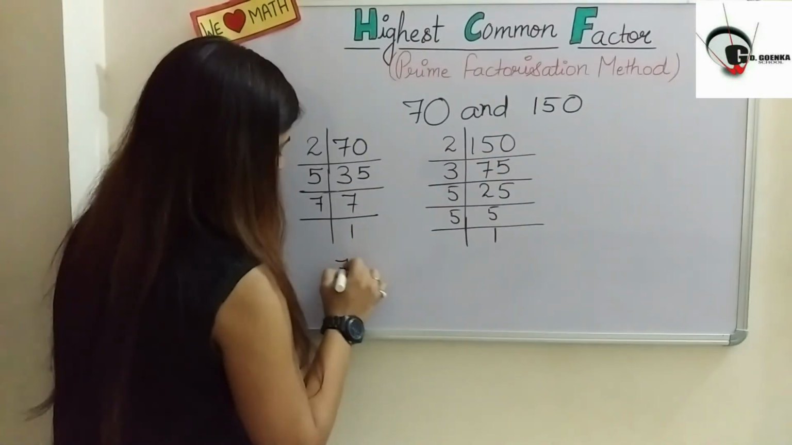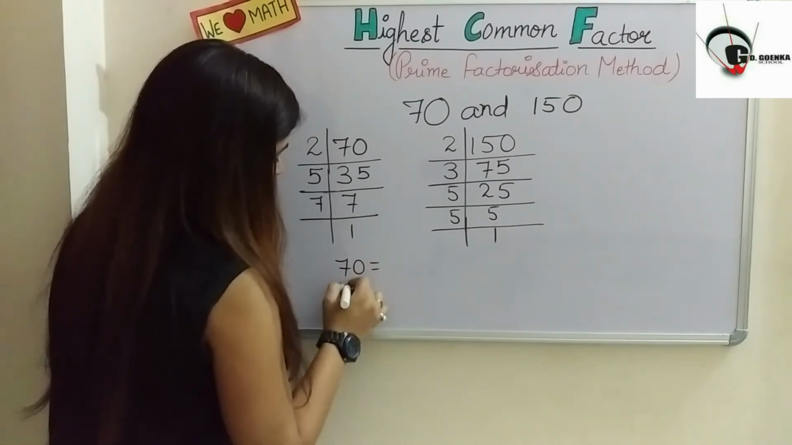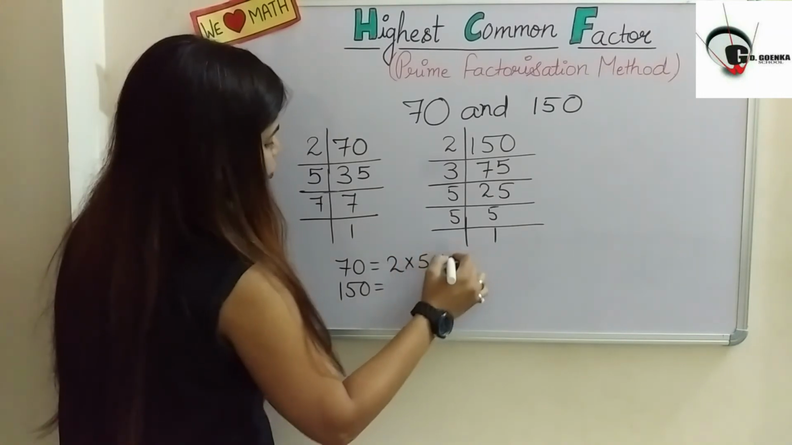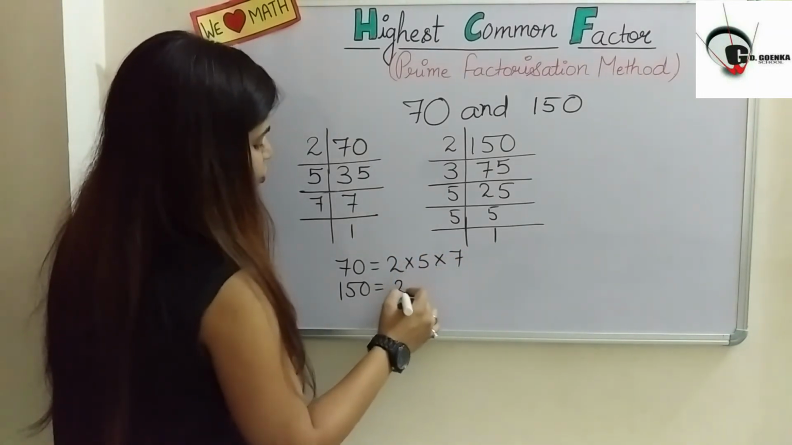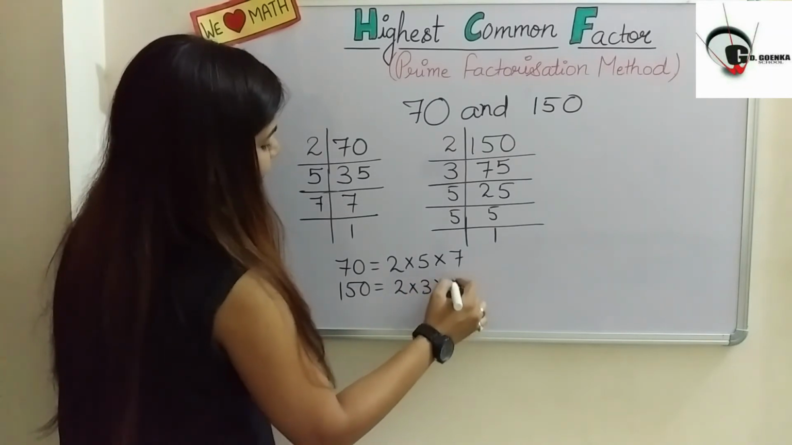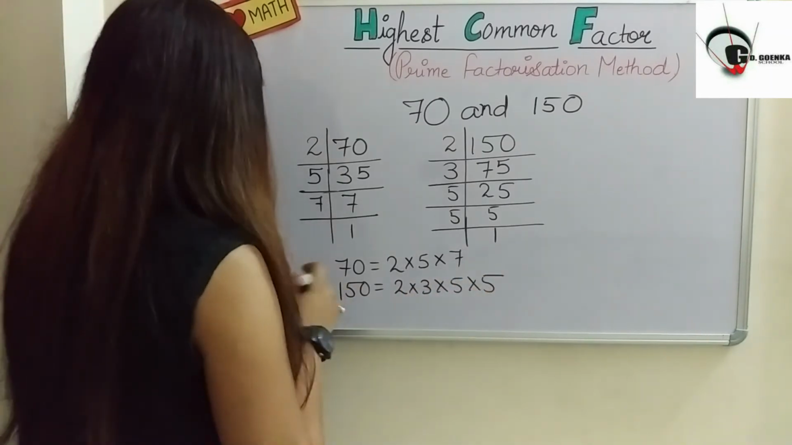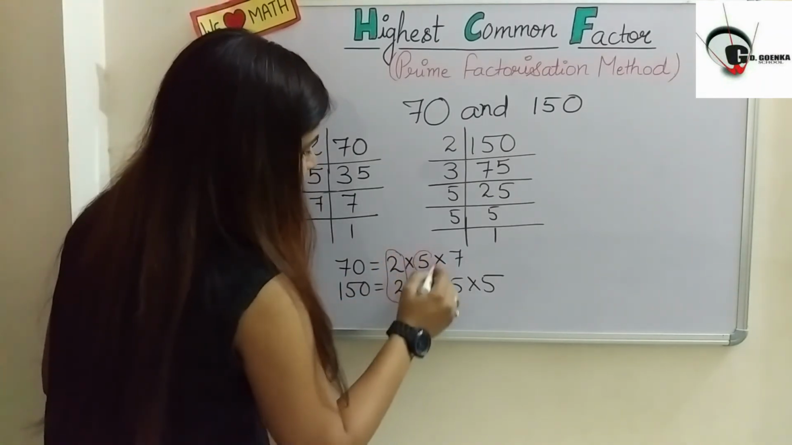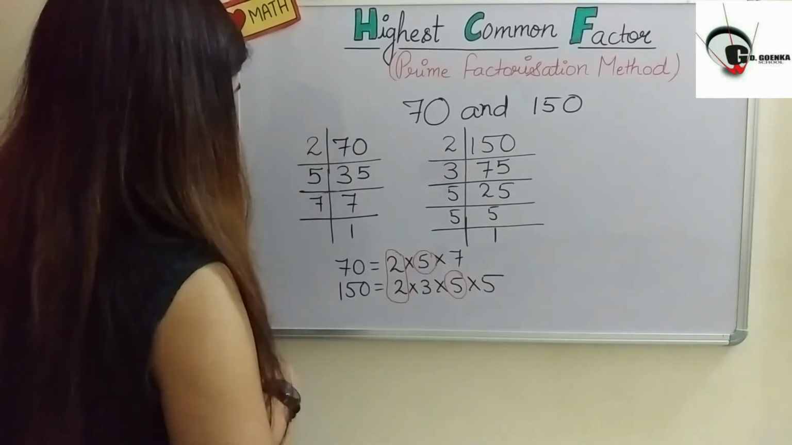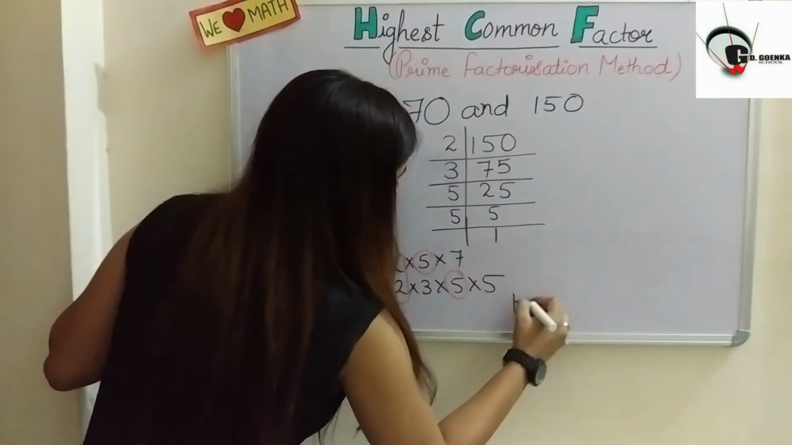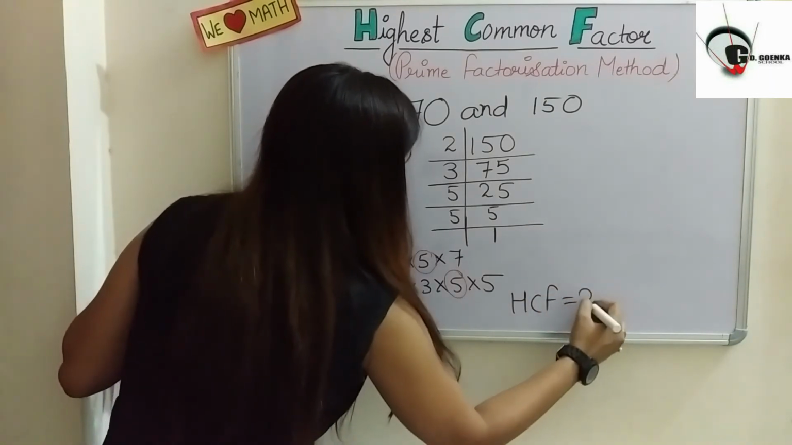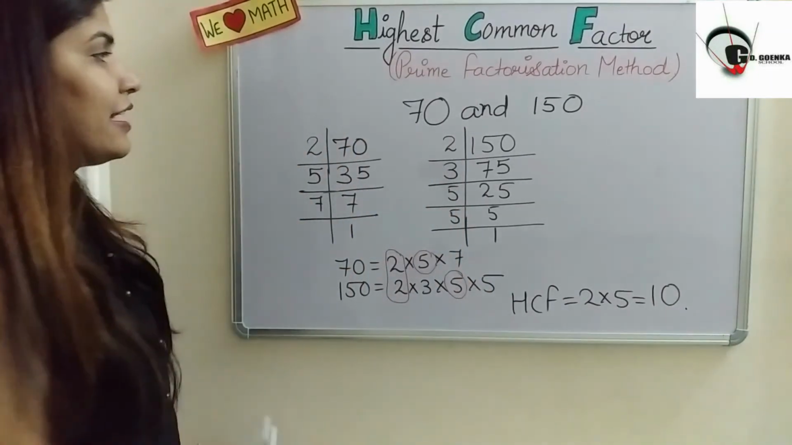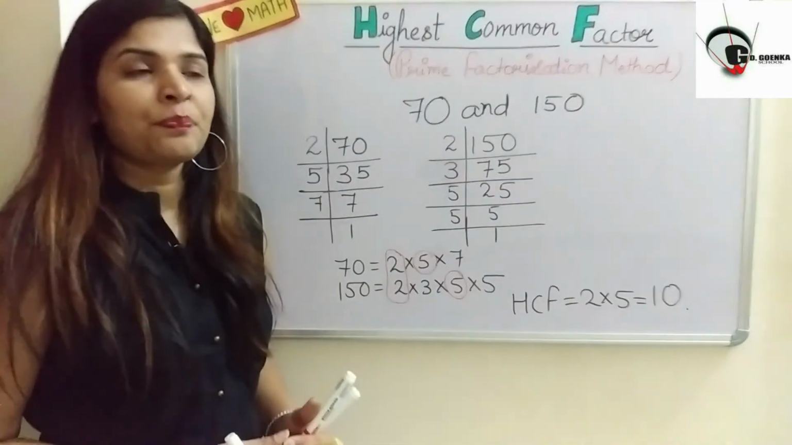Now let us take out the common factors by this method. 2 multiplied by 5 multiplied by 7, and 2 multiplied by 3 multiplied by 5 multiplied by 5. Now list the common ones. It is 2 and then 5. So we have the common factors as 2 and 5. So HCF will be 2 multiplied by 5, that is 10. So this is the HCF of 70 and 150.